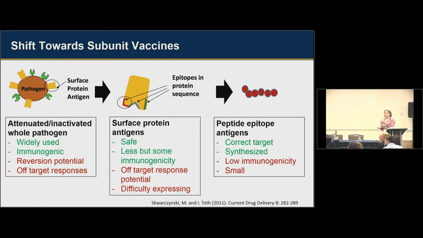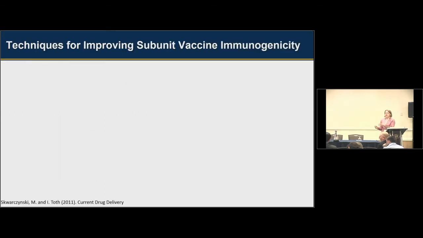So despite those cons, the benefit of being able to correctly target the immune response toward the proteins that you want is really a benefit. And so a lot of work is moving in that way, and that's the kind of focus that I want to present here. The challenge becomes, how do we make these more immunogenic? If we want to give a small peptide or a small protein subunit, what can we do in order to increase the efficacy of these vaccines?